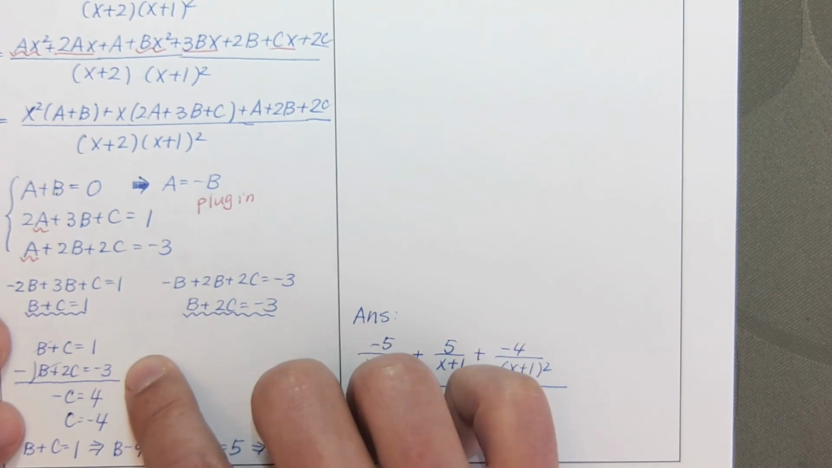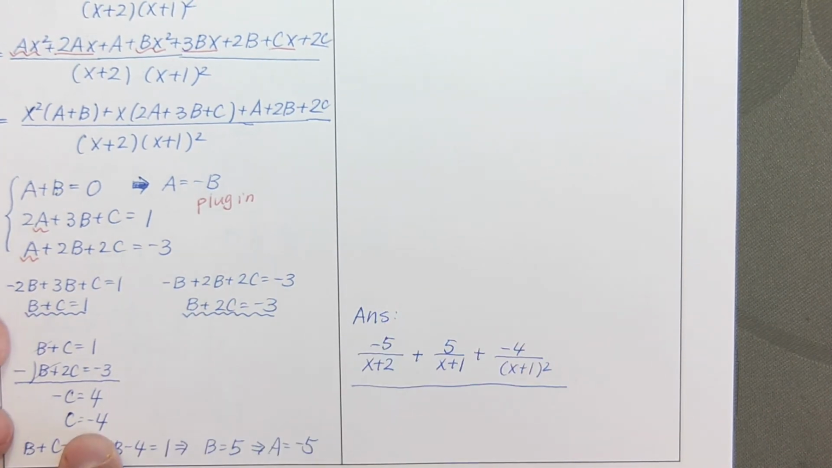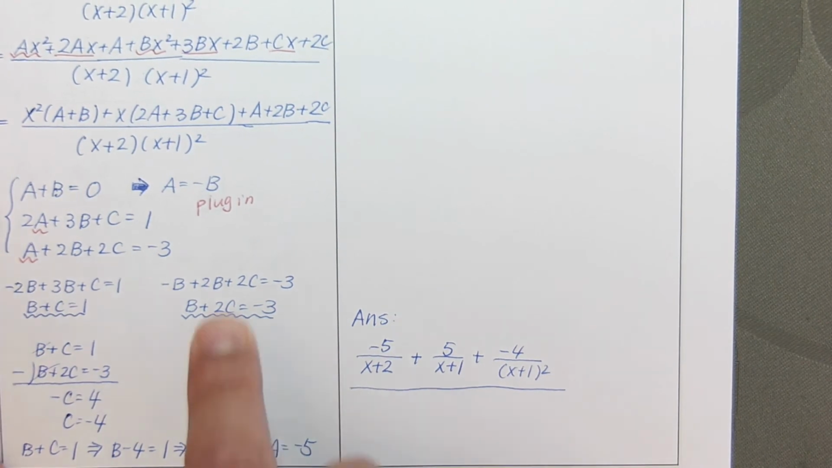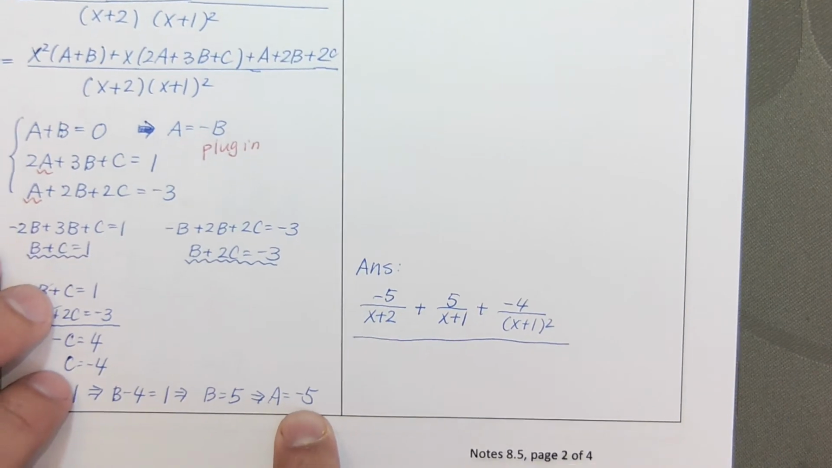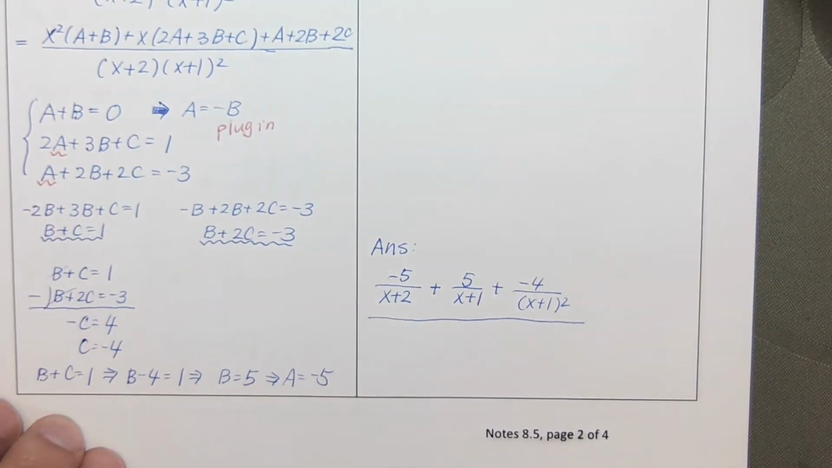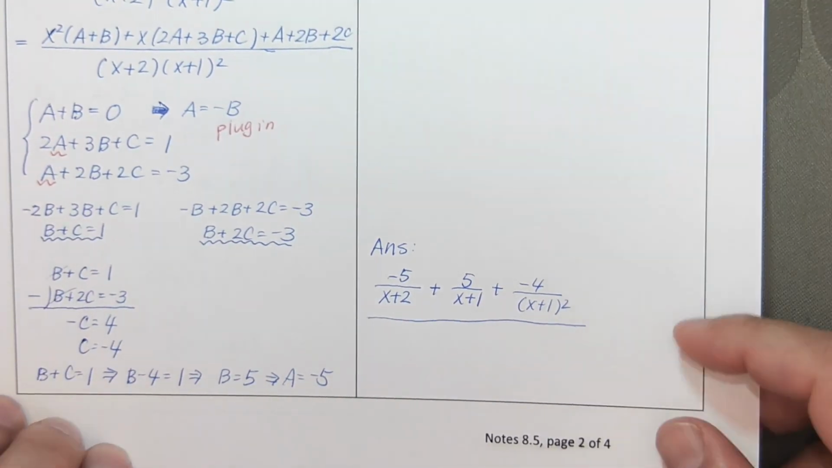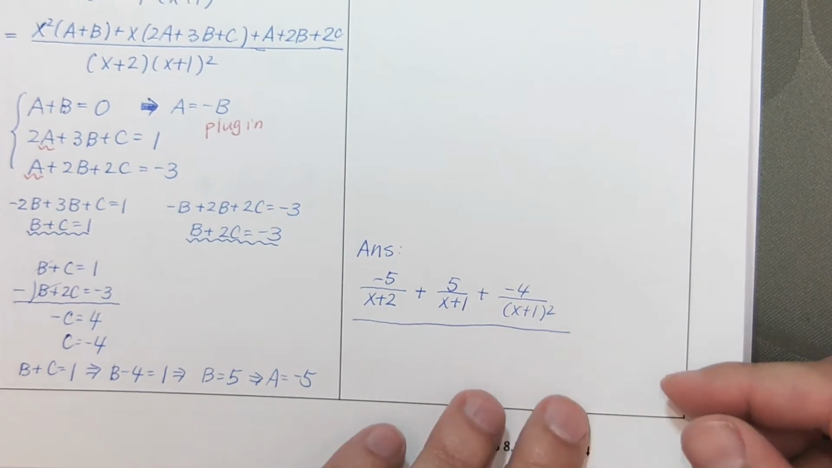Subtract the bottom one is fine. You get c is -4. Plug that in. B is 5. Now you're going to take c and b, plug it into, oh, we know that a is -b, so a has to be -5. You may need to go through that one again.